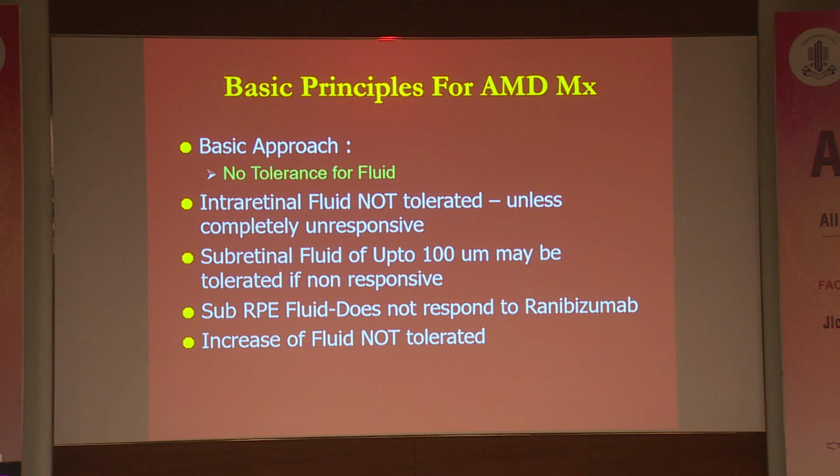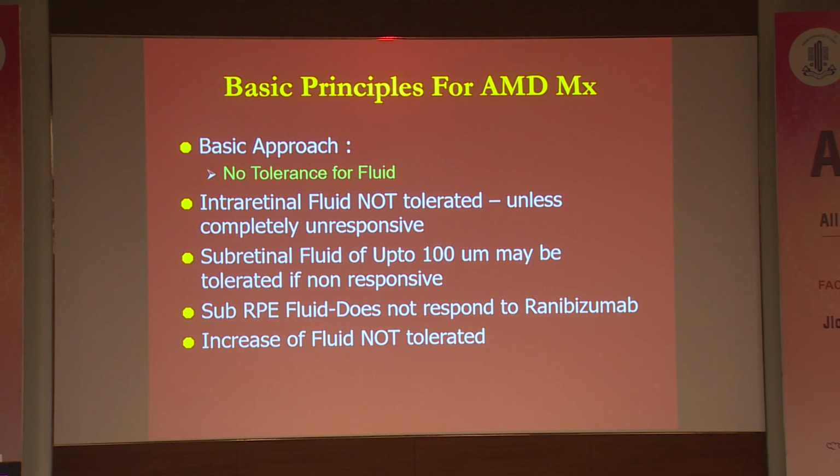The basic approach is, there is no tolerance for fluid. Intraretinal fluid is not tolerated unless it's completely unresponsive. I showed you. It's stable, not going. I'm still giving injection. I'm not stopping it. Subretinal fluid is again only tolerated if it is non-responsive. It does not mean I'll deliberately leave 100 micron fluid.